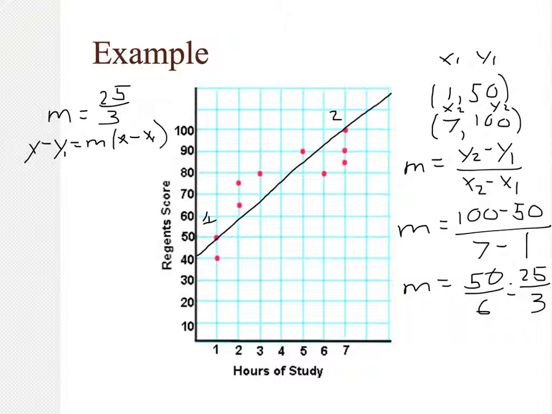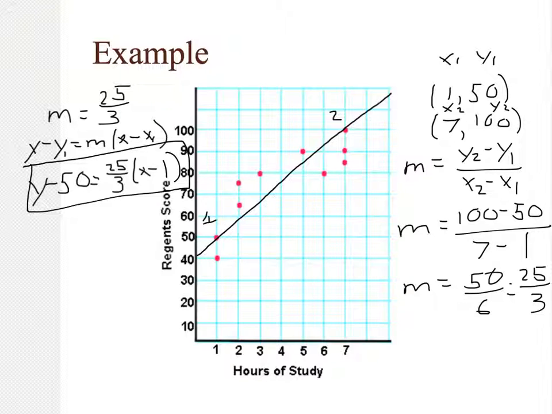Once we have our slope and a point, we can just plug our information in. So y minus y1 over here was 50, so I'm going to continue to use that. So y minus 50 is equal to 25 over 3 times x minus x1, which again over here our x1 was 1. And we wrote the equation of the line. From here, you guys have worked on putting it in slope-intercept form, standard form, so you would be able to do that. But this is the equation of a line, so that would be good enough for this problem.